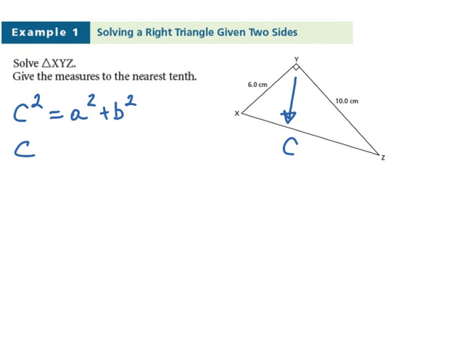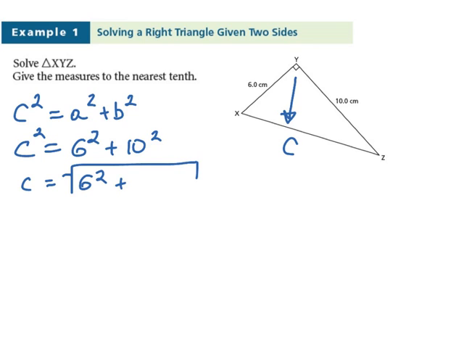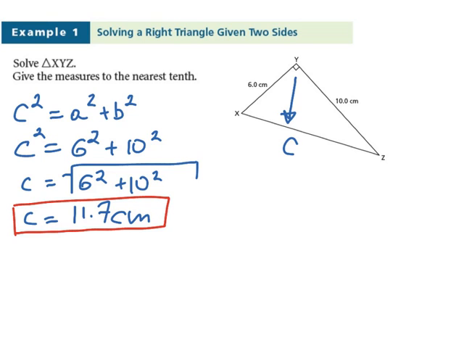So let's solve for c. We know that a is 6, b is 10, and when we solve for c, we'll take the square root of 6 squared plus 10 squared, and therefore c is equal to 11.7 centimeters. And your common sense tells you that it is the longest side, and it is longer than 6 and longer than 10. So it's probably the right answer.